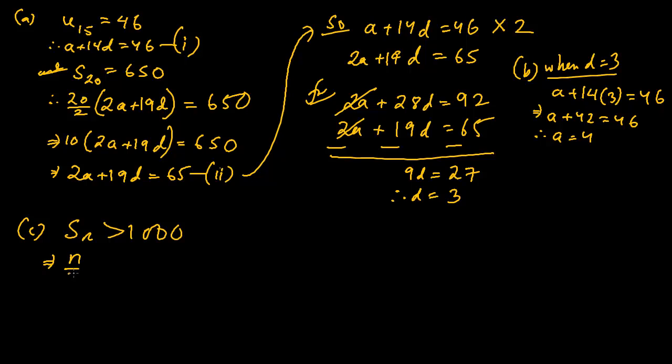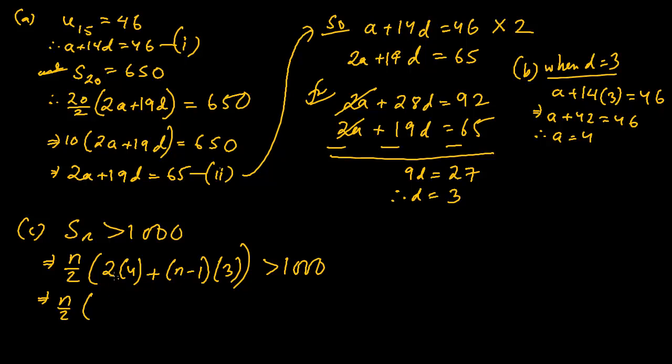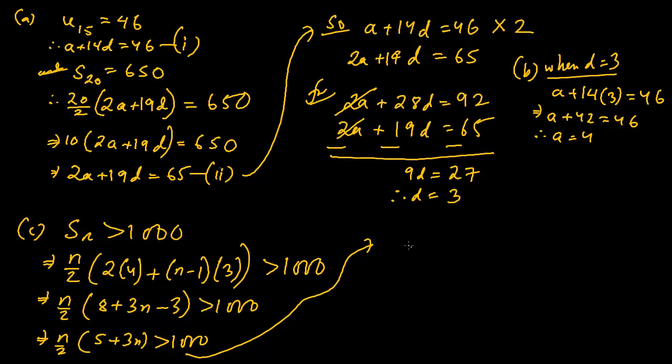So in order to solve this, we have to write n by 2, twice a is 4, plus n minus 1, common difference is 3, so this is greater than 1000. So this is going to be, n by 2, 8, and this would be thrice n minus 3 greater than 1000. It would be n by 2, 8 minus 3 is 5, 5 plus thrice n greater than 1000. If you send the 2 to the other side, it becomes 2000. So it would be thrice n square plus 5n greater than 2000. So this would be thrice n square plus 5n minus 2000 greater than 0.